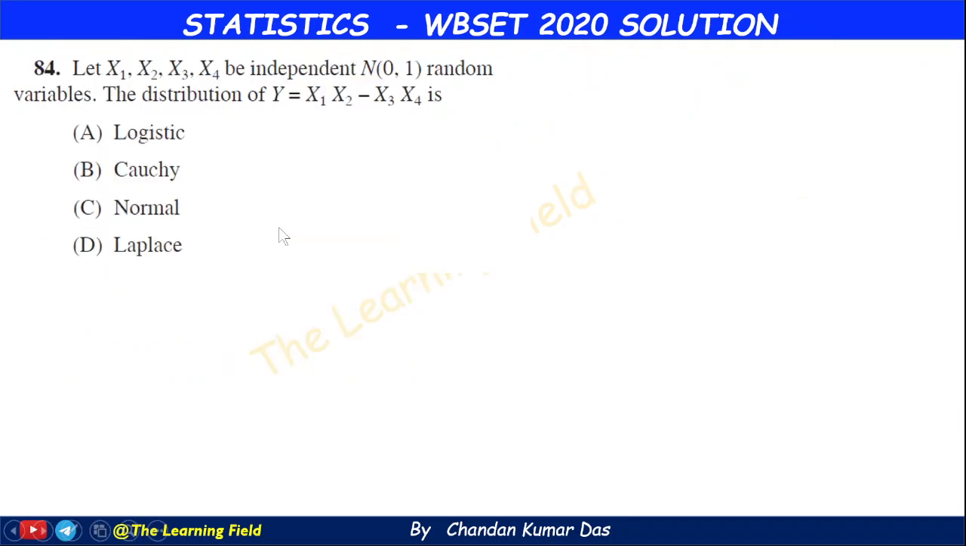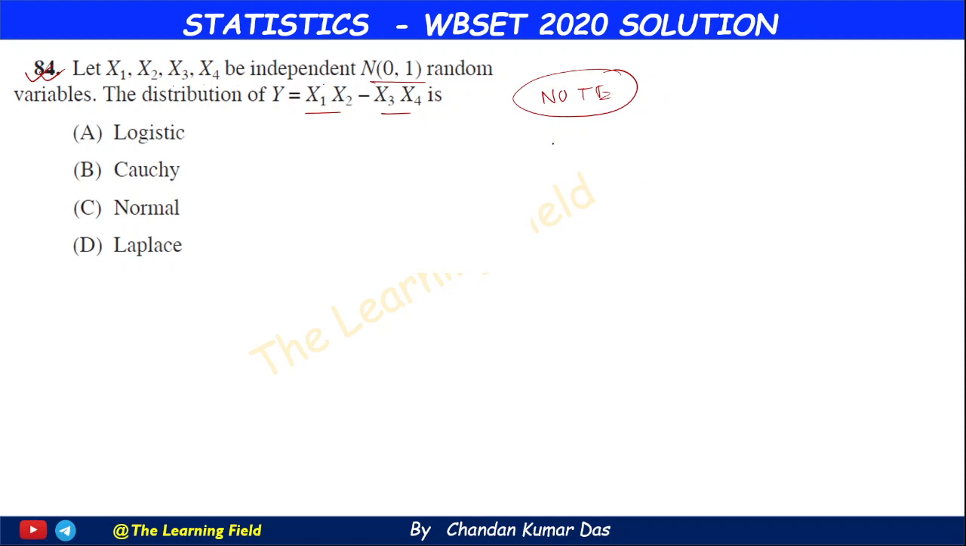Now going to the next statement. Question number 84 says that if x1, x2, x3, x4 are independent normal 0, 1 random variables, then the distribution of x1, x2 minus x3, x4. This is again a note type question. If you know the statement, then you can solve these questions, otherwise you can't solve the question.